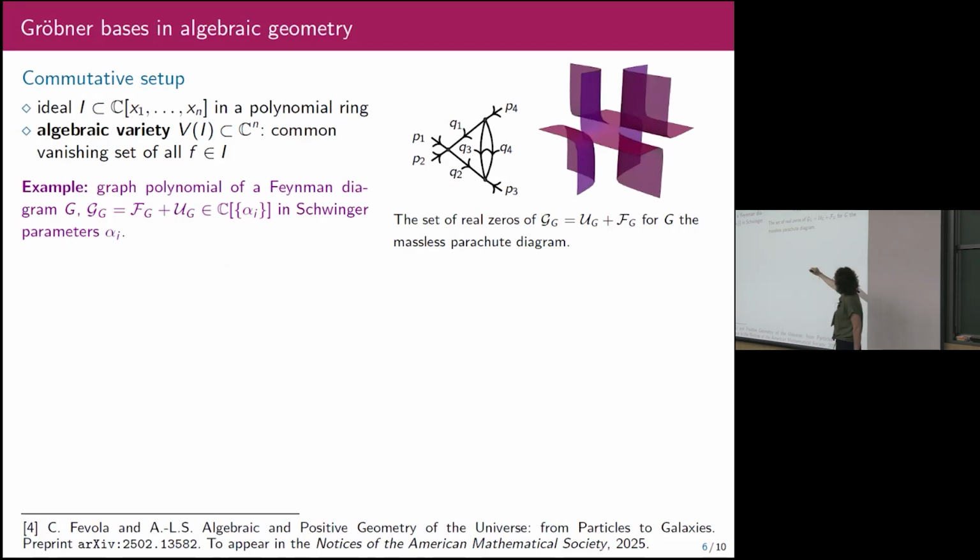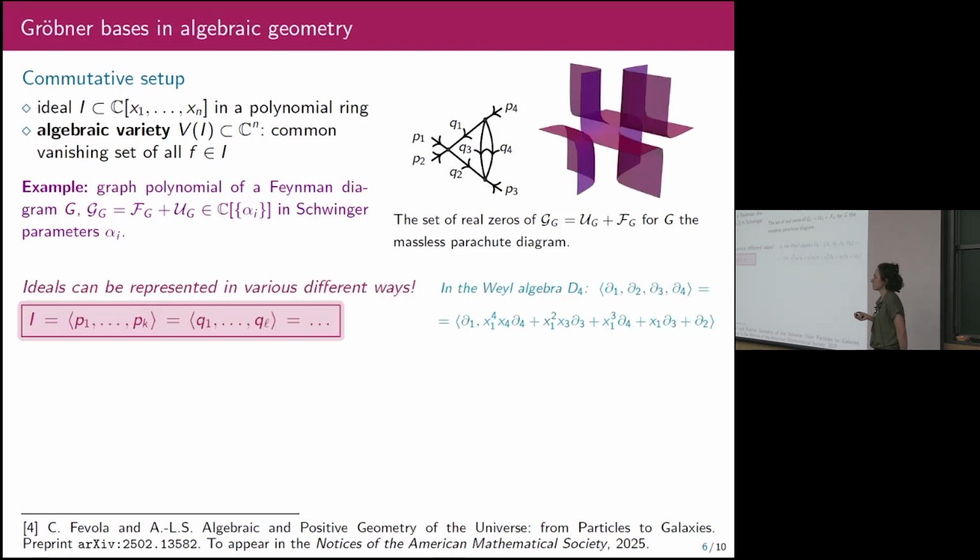And I also brought an example here. You see a parachute diagram, and you can compute its graph polynomial. And what you see on the right-hand side is the real vanishing set of this polynomial. It's an algebraic variety that I took from a collaboration with Claudia Fevola. But now the point is that ideals can be presented in various different ways. You might write it to be generated by polynomials P1 through Pk, or by another choice of polynomials Q1 to QL. So that's by far not unique, how you present an ideal.